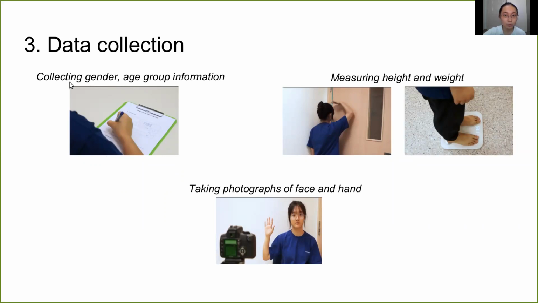For each subject, we collect his age group and gender information, and measure the height and weight. Then we take a photograph of the subject's upper body and crop out the face and hand region from the photograph.